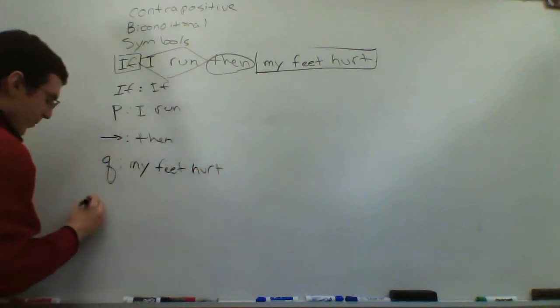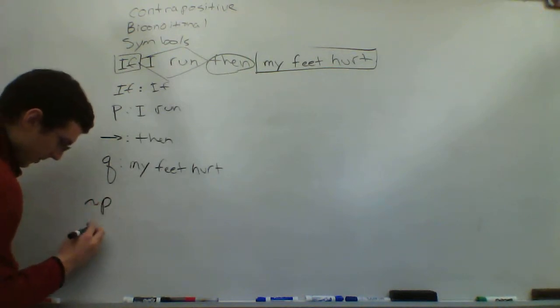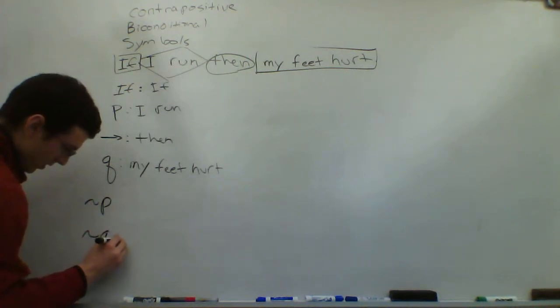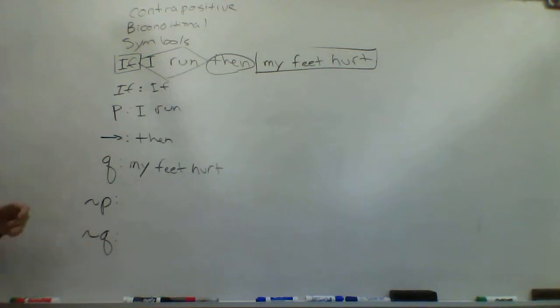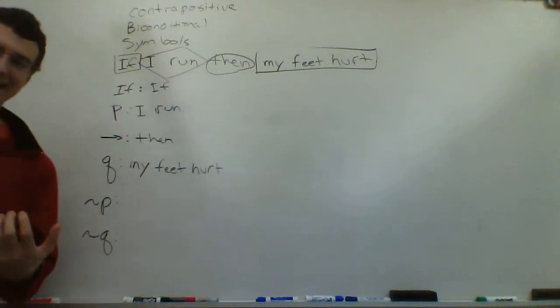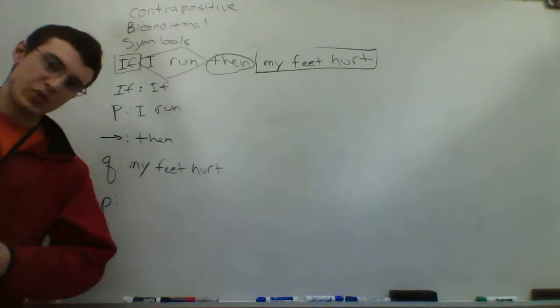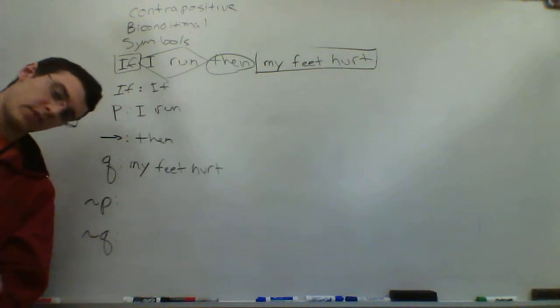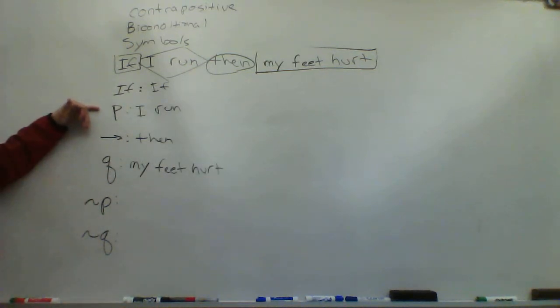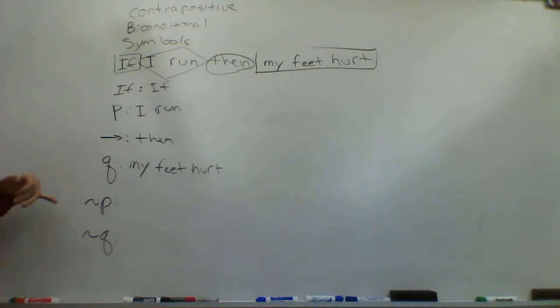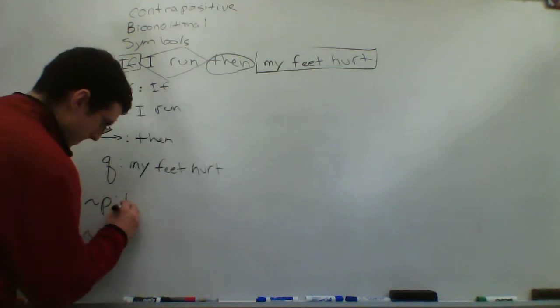Then we have our squiggly P and our squiggly Q. Remember, the little squiggly means negation, and negation means to make it the opposite. So we have our normal P, I run, and now we want our opposite P, our negated P: I don't run. The opposite.